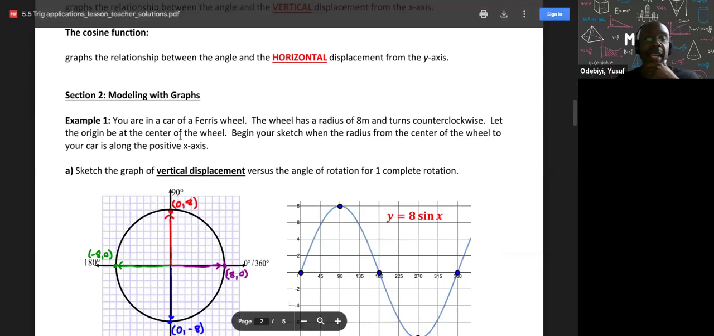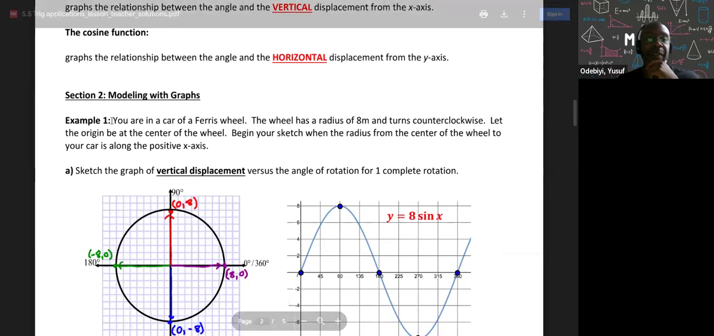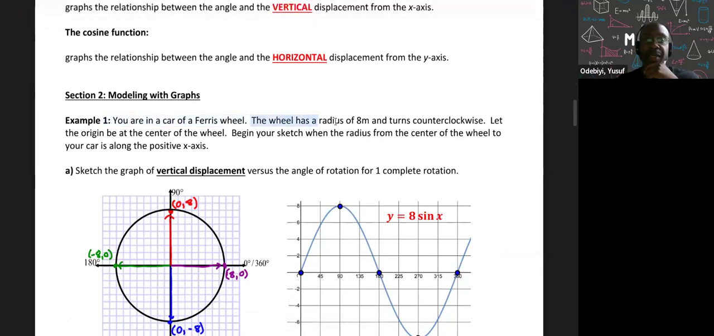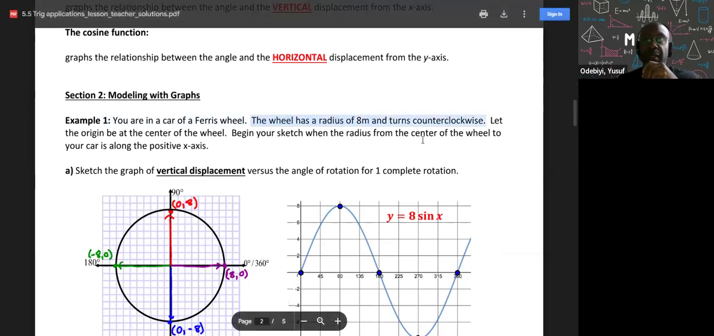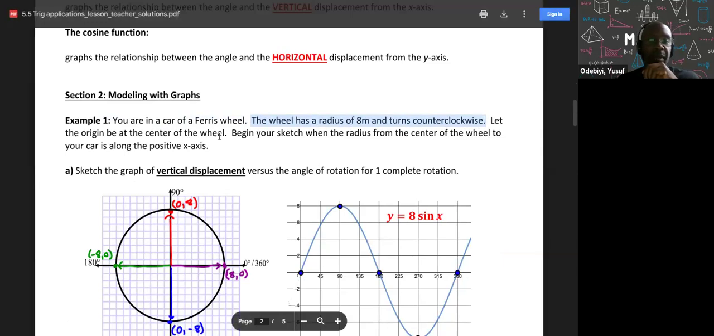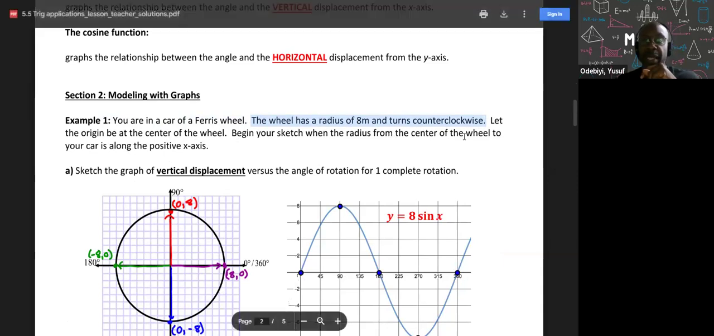Here is an example where we're modeling something in a graph. So this is a Ferris wheel. The Ferris wheel has a radius of 8 meters and turns counterclockwise. Let the origin be the center of the wheel. Begin your sketch when the radius from the center of the wheel to your car is along the positive x.